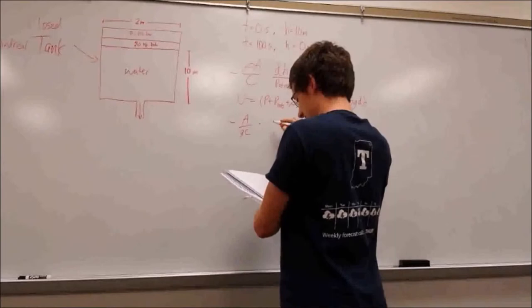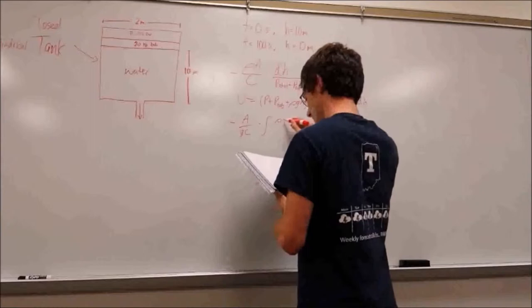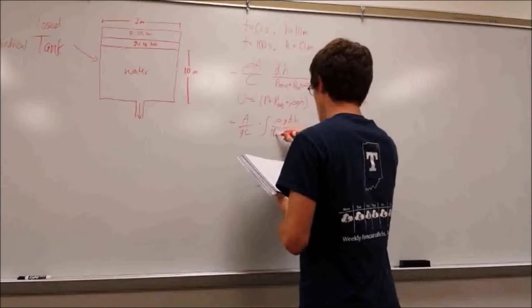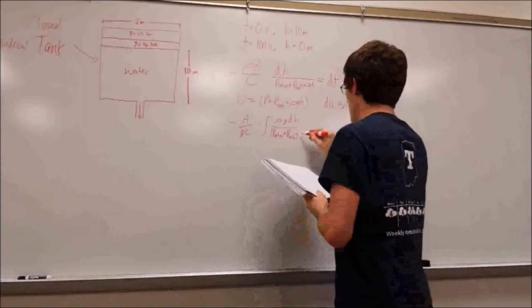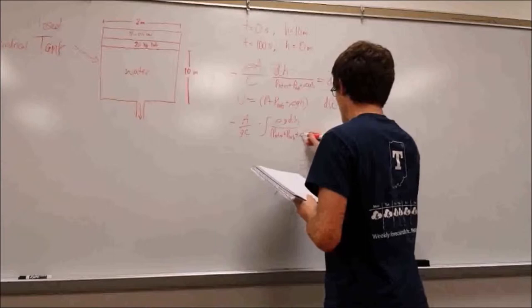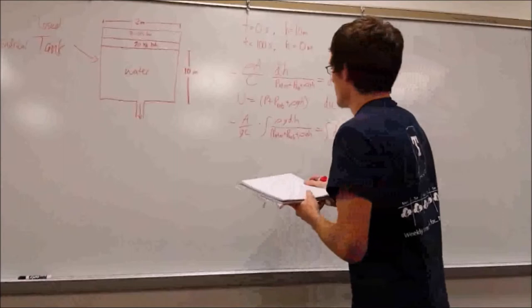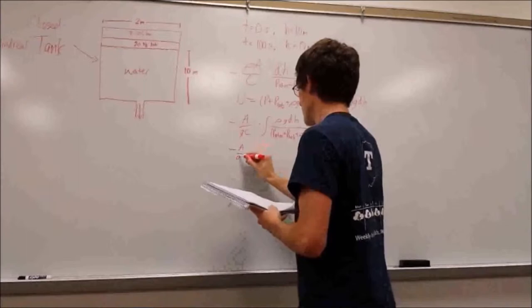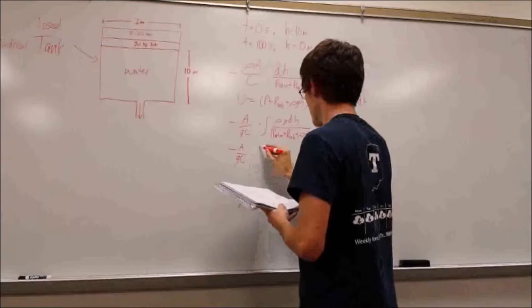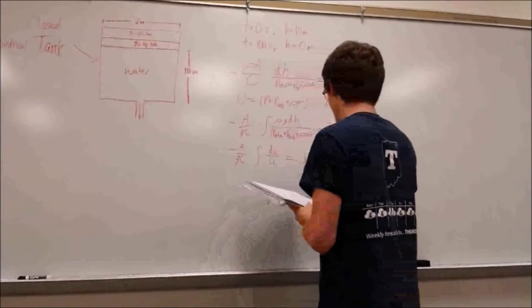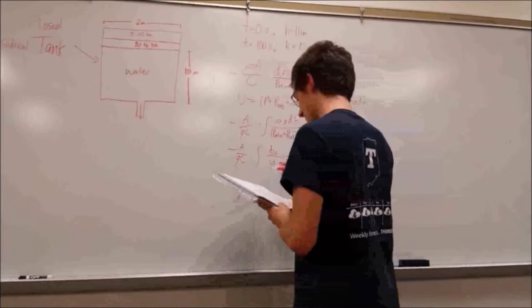So then from there we get negative a over gc times, okay, we have the integral of rho g dh over p atm plus p bob plus rho g h is equal to the integral of dt. So then we do our substitution. The integral of du over u is the ln of u.